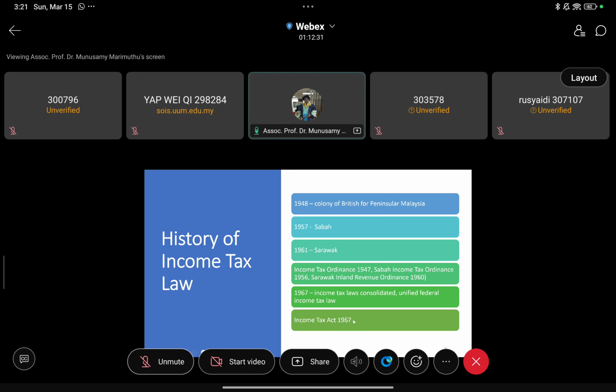Of course, this tax always changes year by year. Every time the budget is declared, the basic income tax is there, but some of the clauses might be deleted or might be added. Depends.